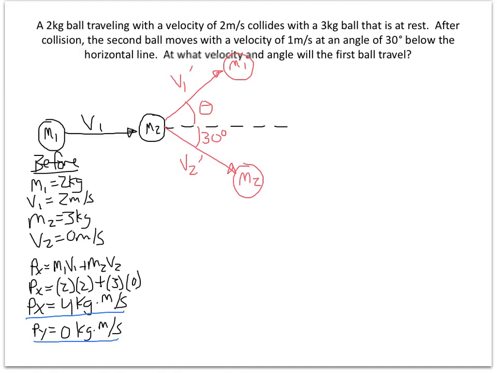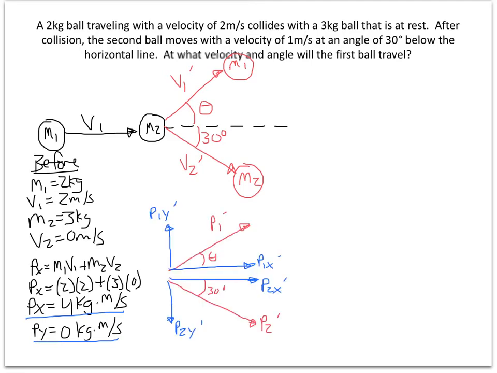First thing I have to do is break up these two momentums, the m1 momentum and the m2 momentum afterwards, into components that I can look at. So what I did was I took the p2 momentum, the momentum of this second object as it travels downward, and I broke it up into a p2x prime and a p2y prime component.